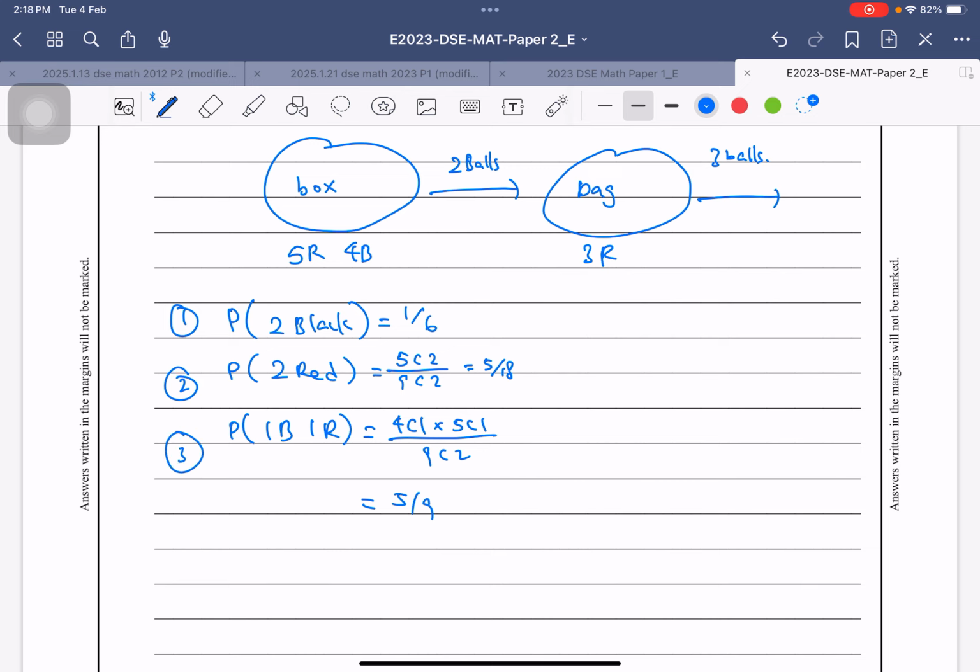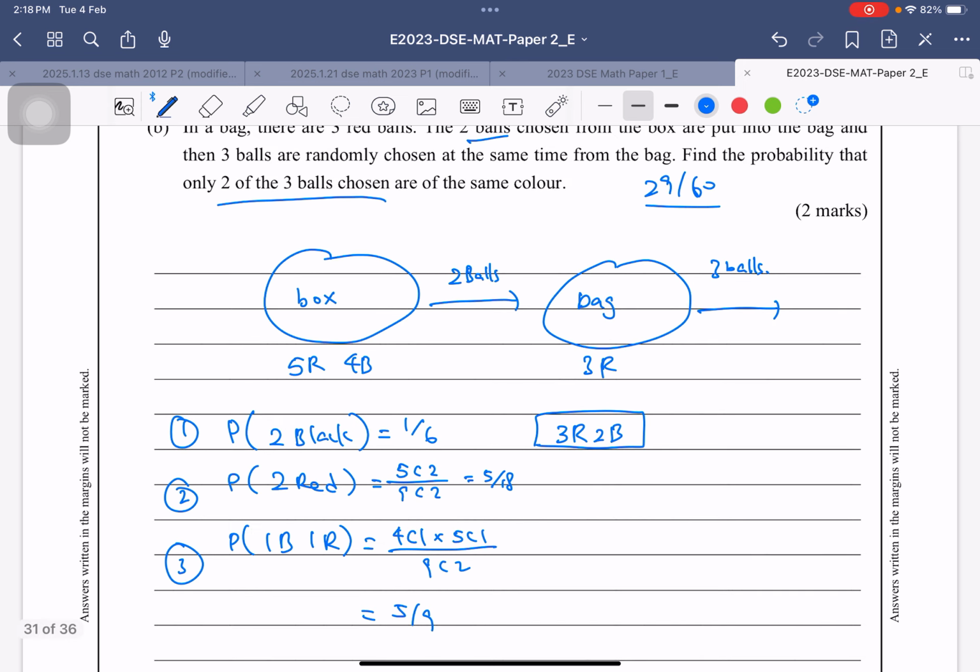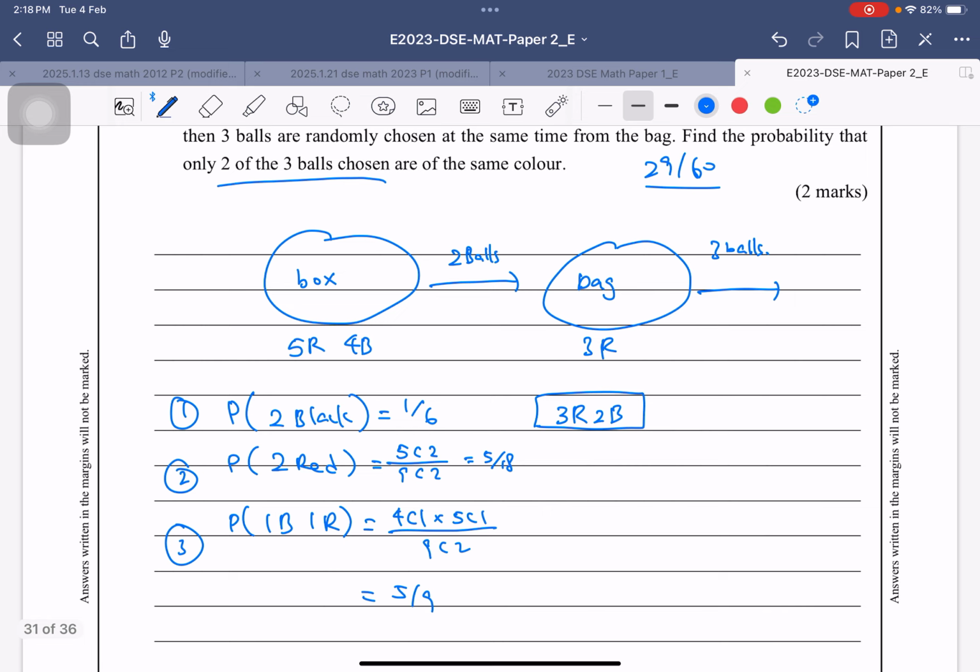Given that the first case has happened, how many balls do we have in the second bag? 3 red, 2 black. So now we have 3 red and 2 black. What we want is only 2 of the 3 balls being the same color. So the possible cases, they still have 2 cases. It can be 2 red, 1 black, or 2 black, 1 red. Then what's the probability of 2 red, 1 black?